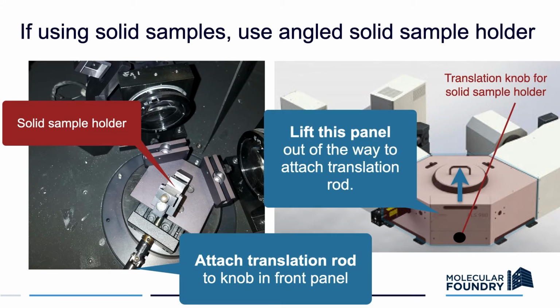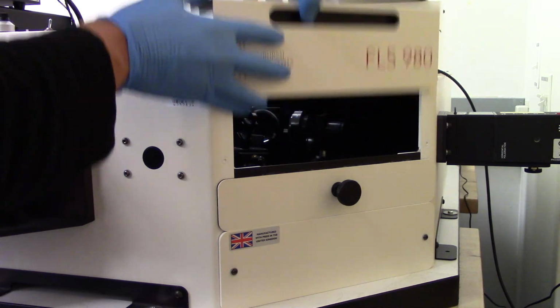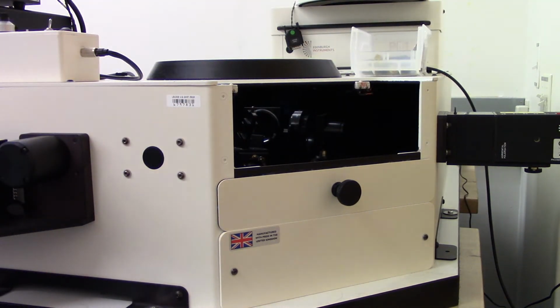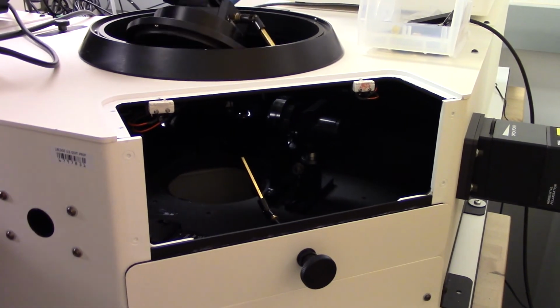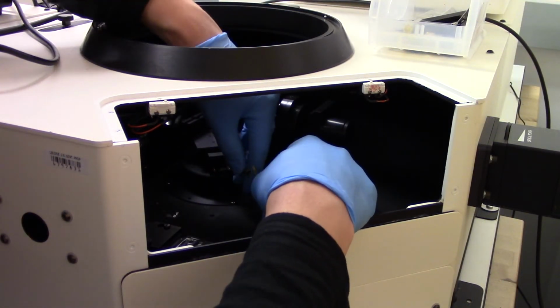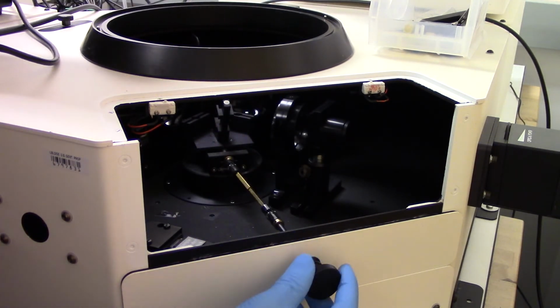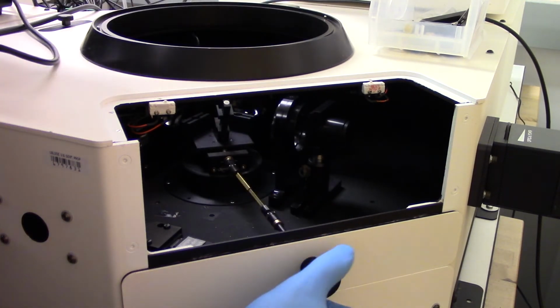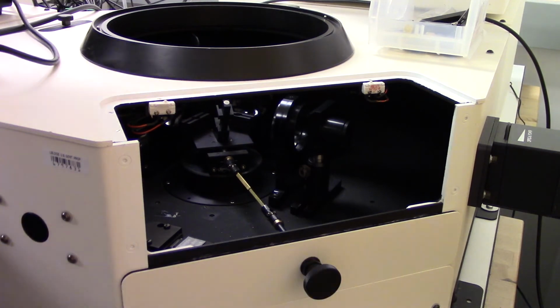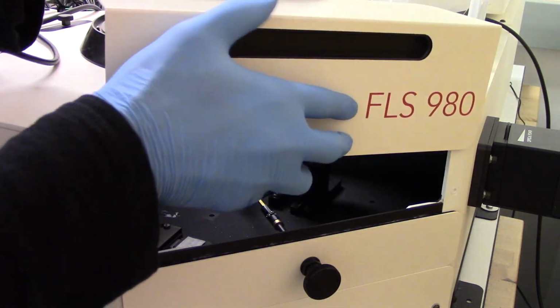This is a little tricky, so you can lift this panel up and away so that you can reach into the sample chamber a little easier. It's still tricky, so look at the video for how I do this. After you do this, you can replace the panel and close the sample chamber.